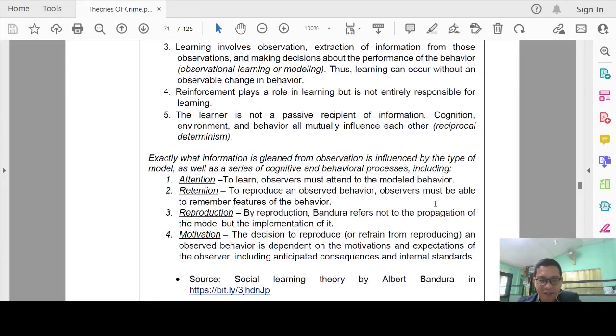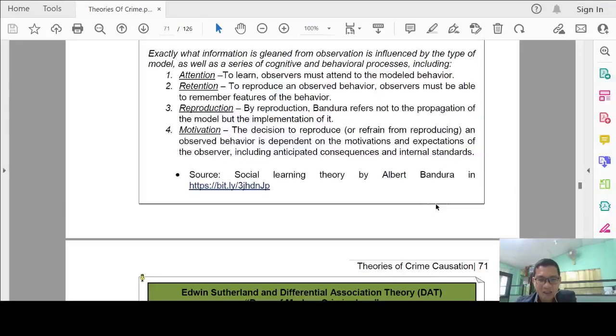Next is the motivation, the last one. This is the decision to reproduce or refrain from reproducing. Observed behavior is dependent on motivation and expectations of the observer, including anticipated consequences and internal standards. So ito yung aspect of which na, oy, nakita nila, maganda yung kitaan, so ipagpatuloy nila yung behavior na yun. Pero pag negative ang implications ng motivation, uy, konti lang ang kita niyan, hindi ko susubukan yan. Their motivation will also decrease. So, parang ganon. So, ito yung social learning theory about learning or series of cognitive and behavioral process by Albert Bandura. Okay?